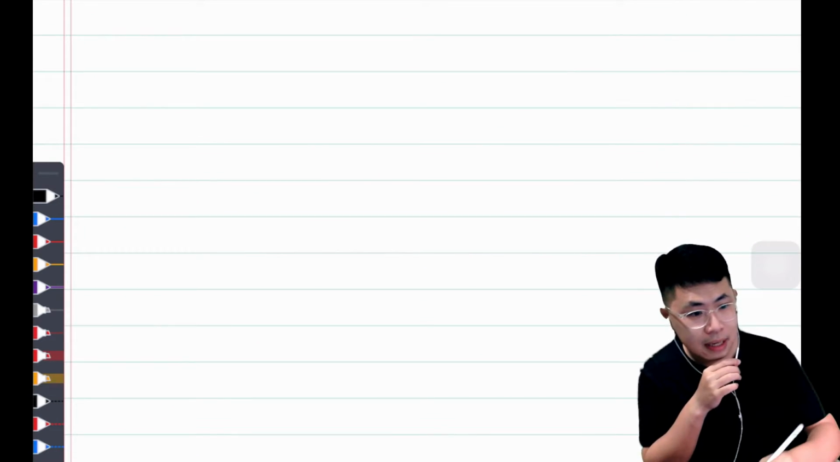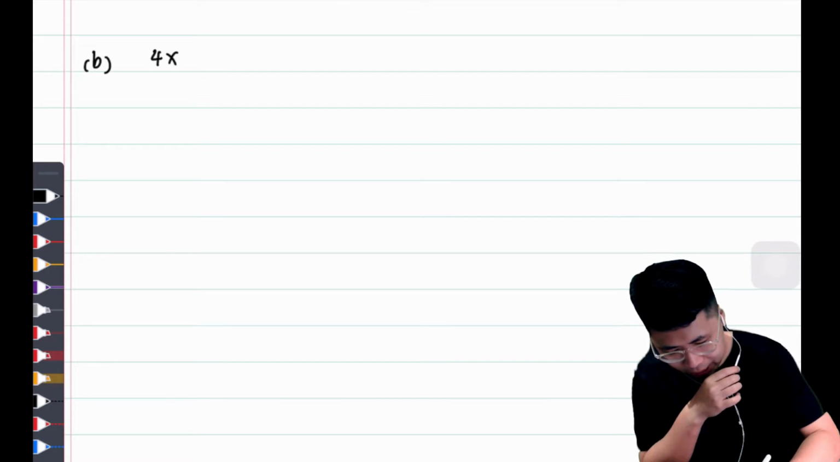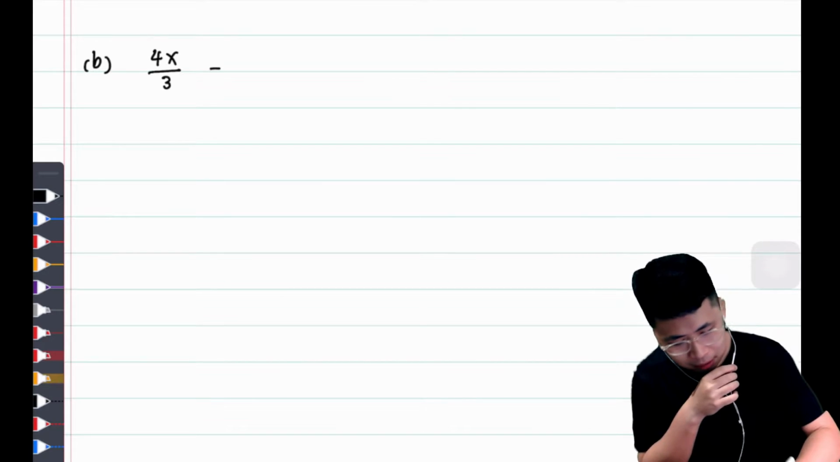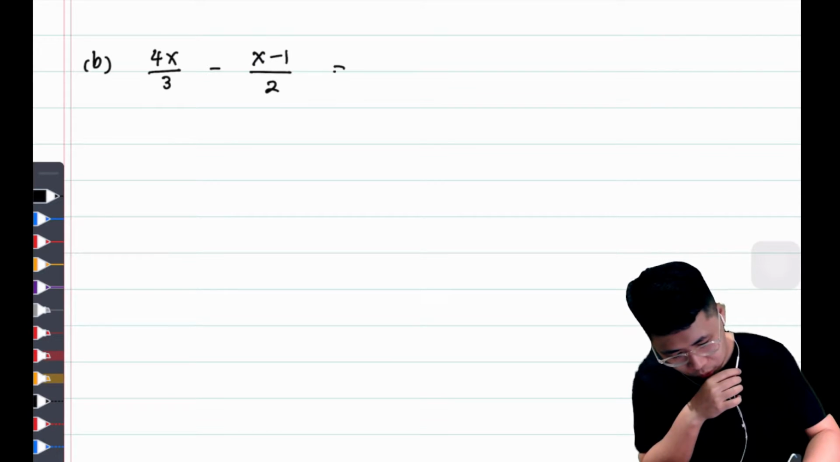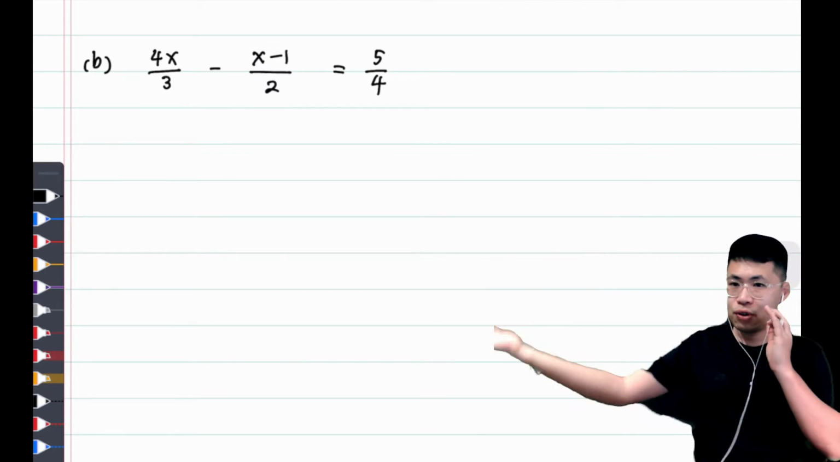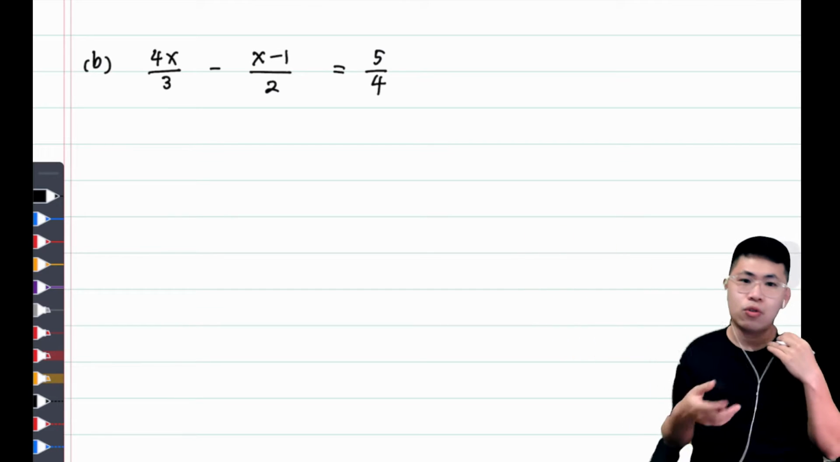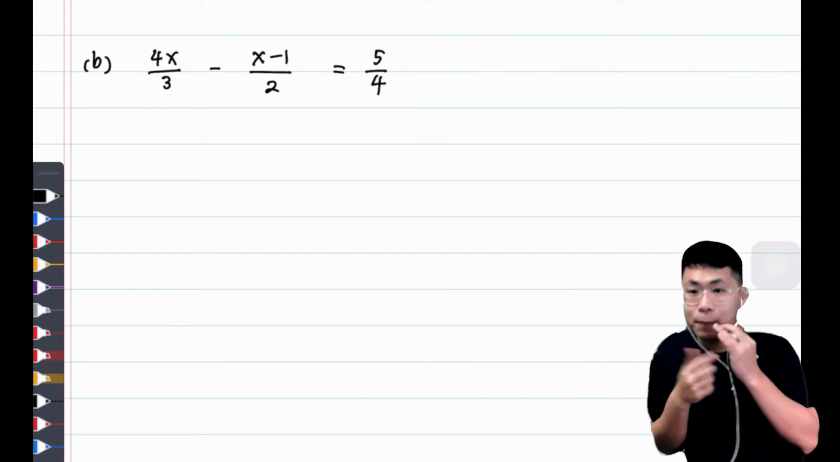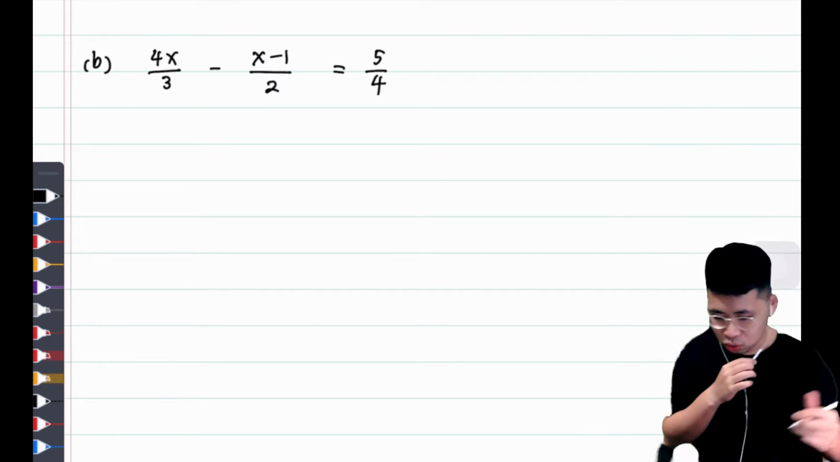For question B, it will look like this. We start with 4x over 3 minus (x minus 1) over 2 equals 5 over 4. Here we have two fractions on the left and one fraction on the right, so no matter where you shift, you still get two fractions left and right. So let's combine the two fractions on the left hand side into one fraction.